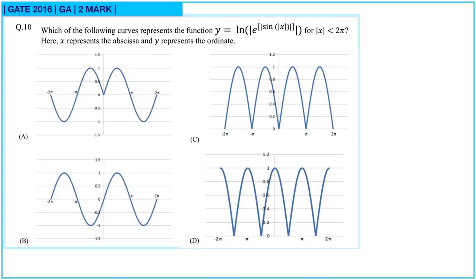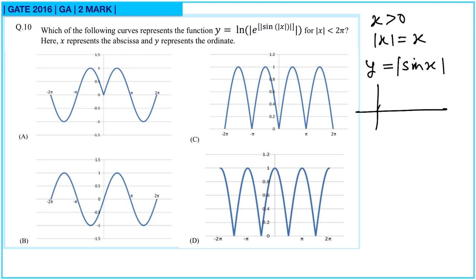Question number 10. Which of the following curves represent the function y is equal to ln mod of e raised to minus mod of sine of mod of x, for mod of x less than 2 pi. Now let us consider x is greater than 0. Then mod of x will be x for this case. That means it will be e raised to mod of sine x. And this ln of e raised to function, we can remove it. So we can say that y is equal to mod of sine x.